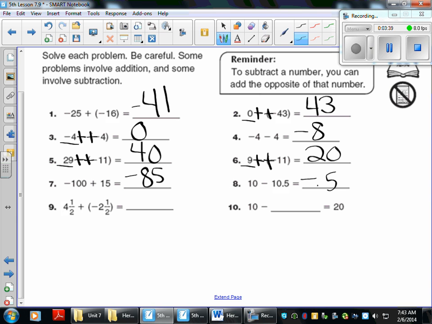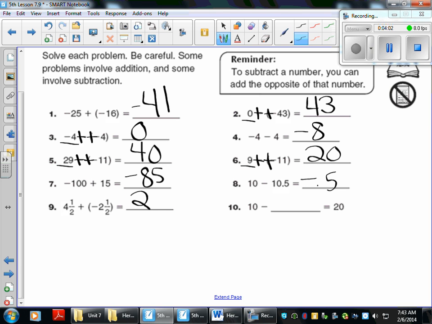For 9, 4.5 plus a negative 2.5. Same thing. I have $4.5. I owe you $2.5. Take away 2.5 from 4.5. I'm left with a positive 2. I still have money left over. I just have a little less than I had originally. I'm not in the negative. I don't owe you money. But I just have a little less than the 4.5 I originally had.